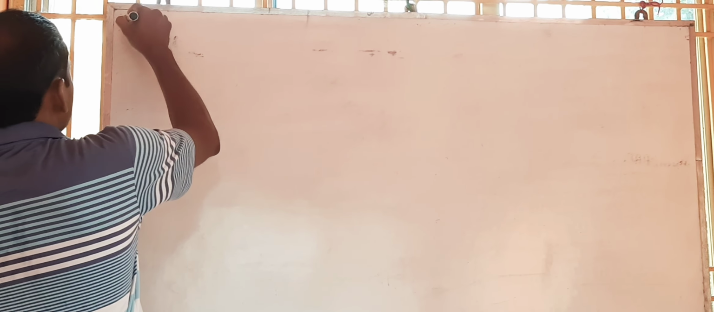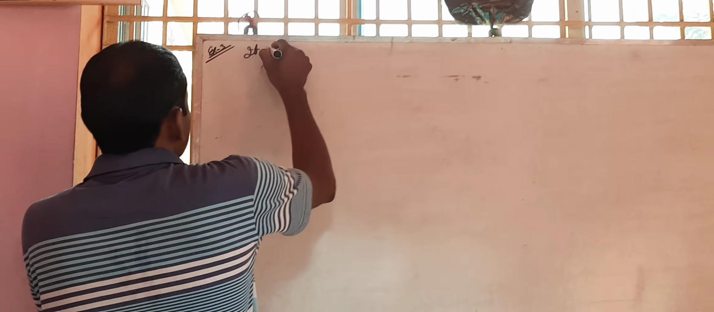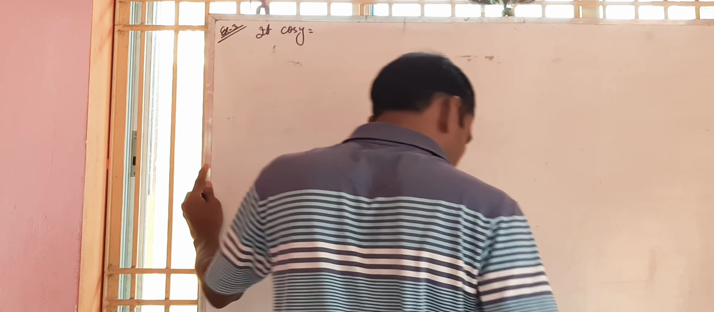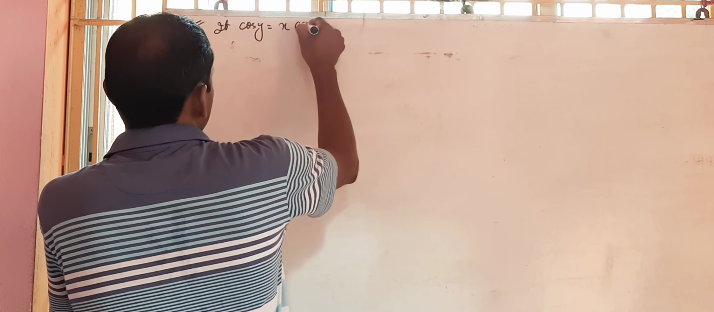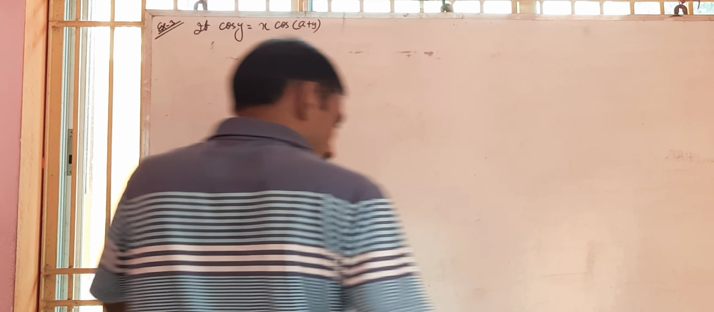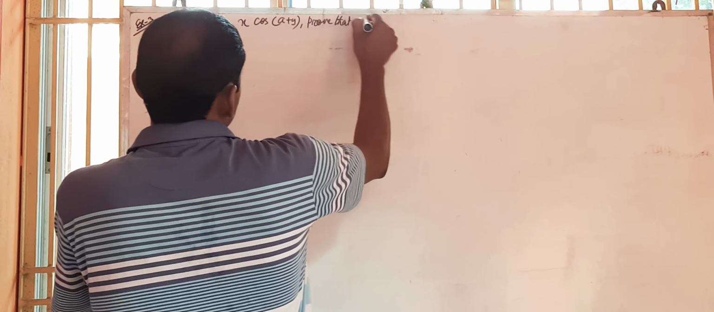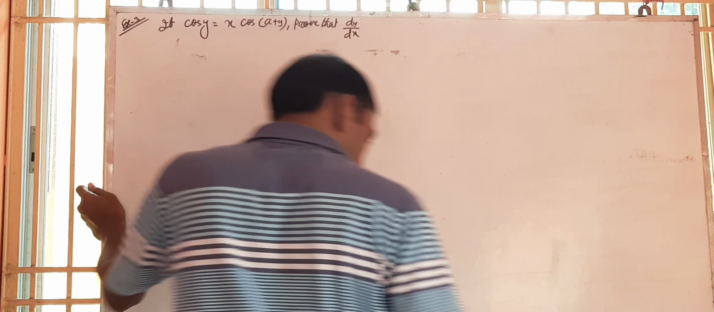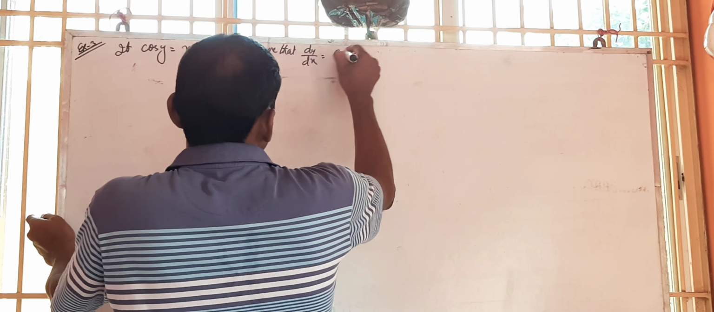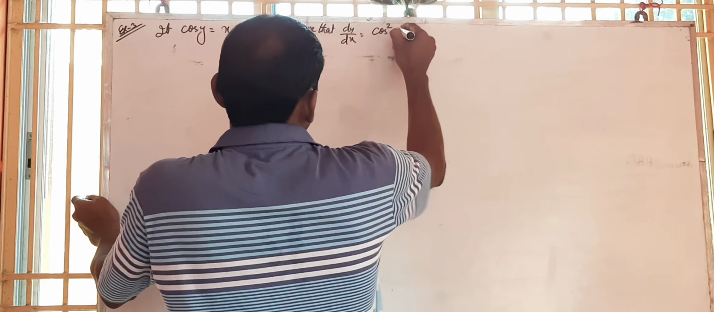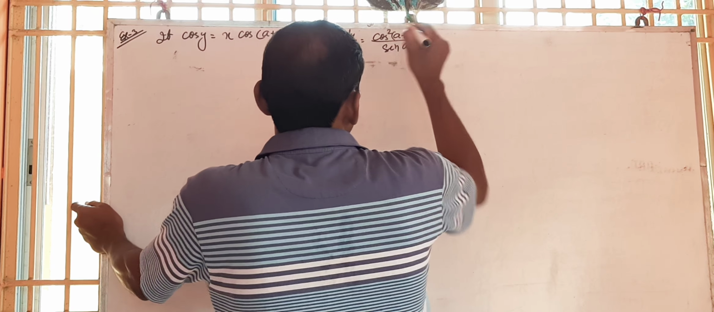Example 3. Question is, if cos y is equal to x cos a plus y, then prove that dy by dx equal to cos square a plus y whole divided by sin a.